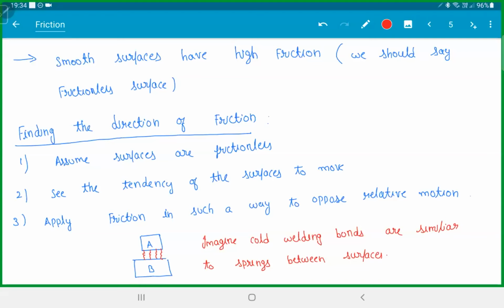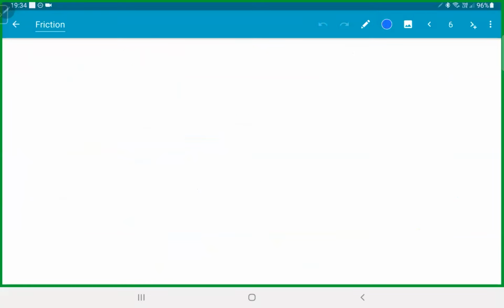Clear? Let's see some examples. I'll give you some blocks and things. You have to tell me the directions. Case 1, block A, block B. Let's say A is going with 2 meters per second and B with 3. Don't worry about who is giving what. What will be the friction between A and B? Now think like this: if there is no friction between them, who will go faster? B will go faster.